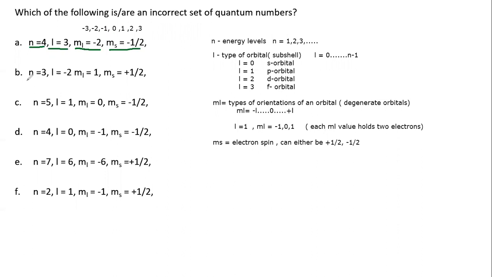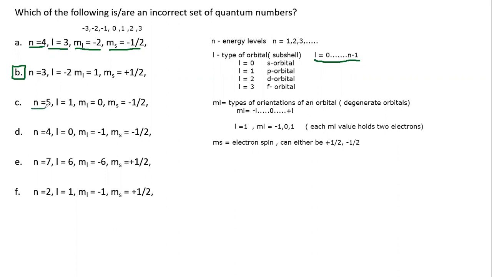Next we have the B. We have the third energy level, n equals 3. And then we say L is negative 2. So we ask the question, can L be negative 2 when n is 3? If you look, L can only be a positive number. So therefore, B would not be a valid set of quantum numbers because L is negative and it can't be negative.